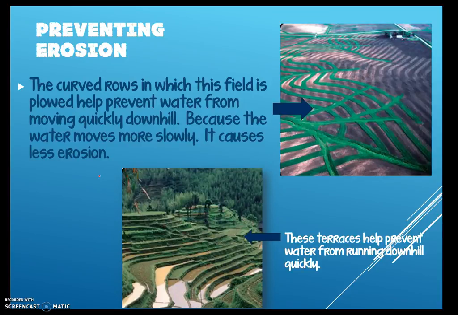All right, so what can be done to prevent erosion? So some things is that people, when they farm, will use terraces or plow fields in this pattern to stop the water from moving downhill.